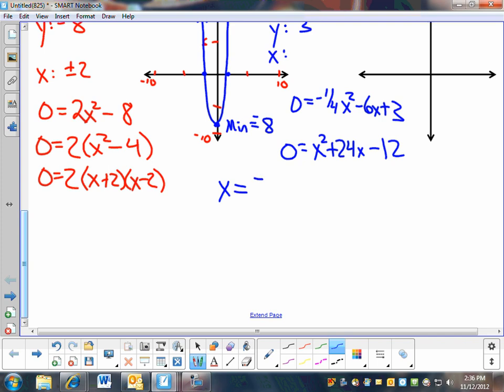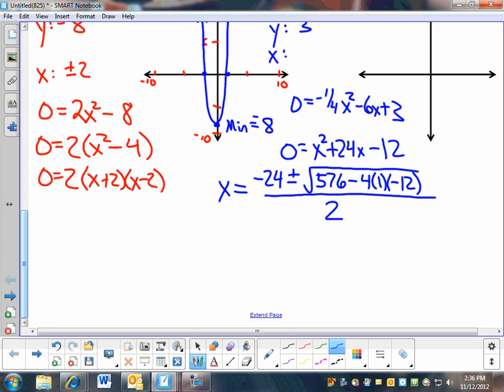So -b, -24, plus or minus the square root of... Anybody know what 24 squared is? 576, minus 4 times A times C, divided by 2A.